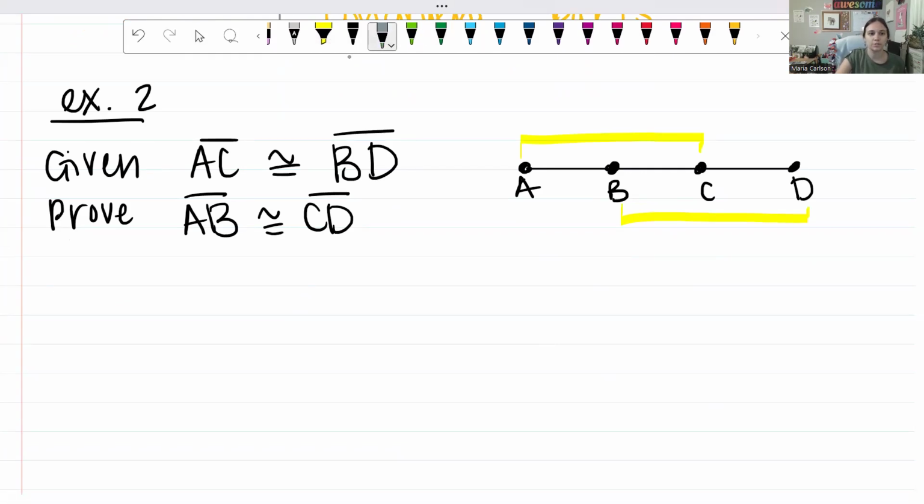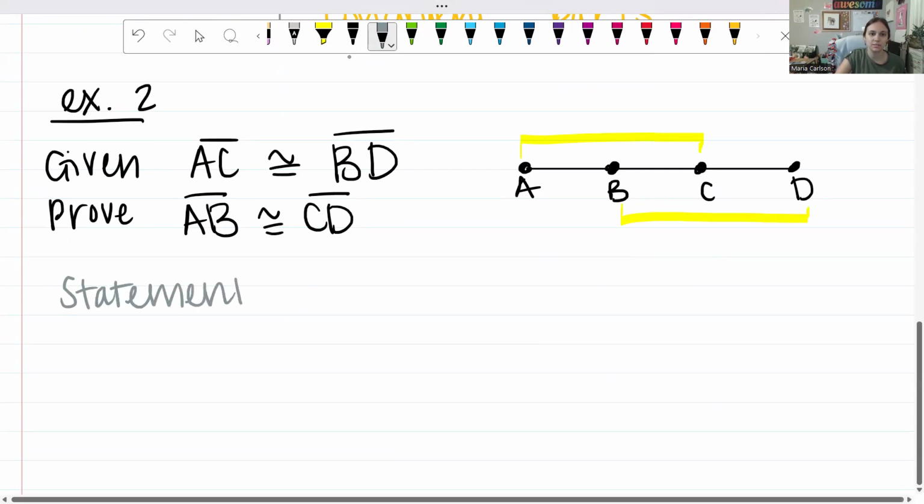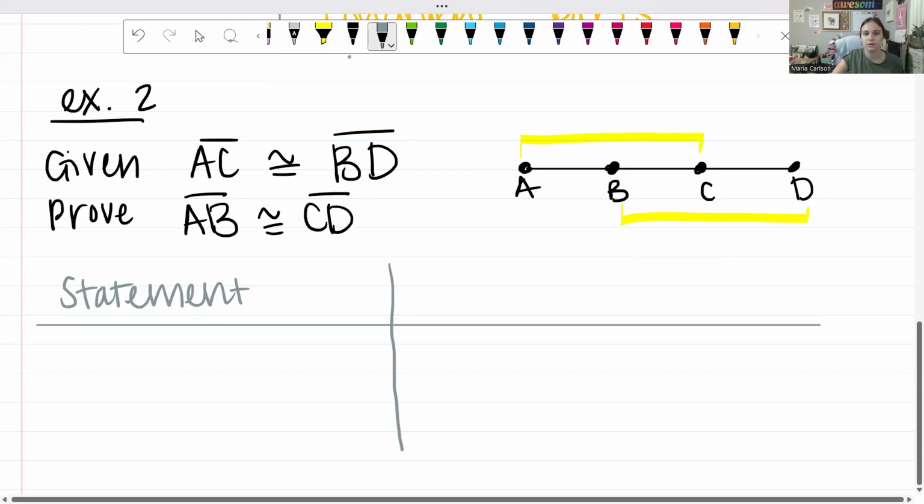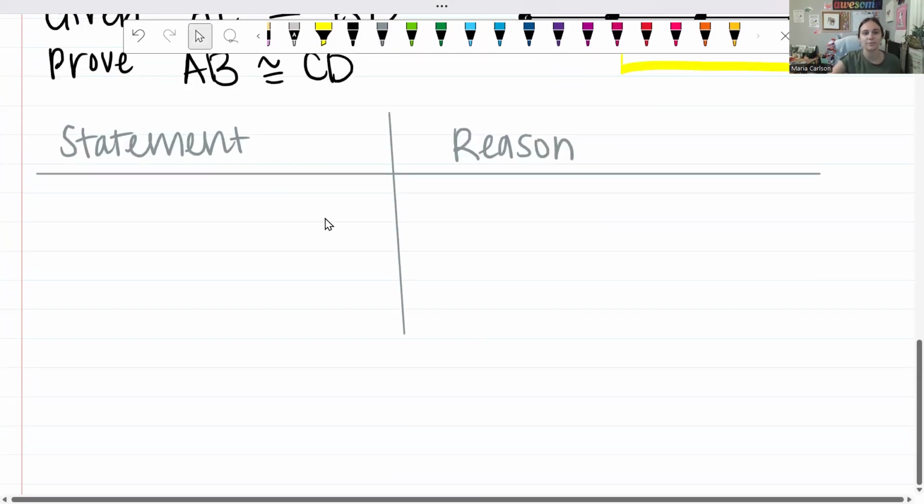So I am going to start our proof. I have our statement and our reason. Oh, so much better this time. I think the key is confidence. Just gotta be confident with it.